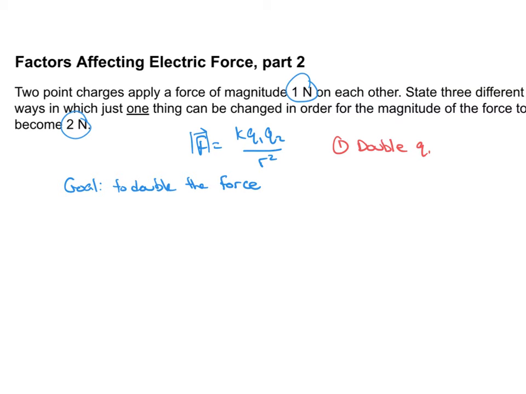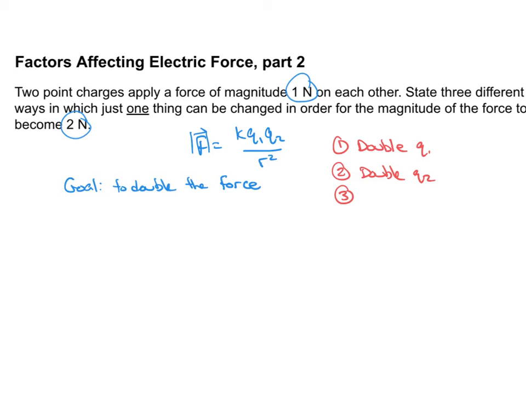Okay, if I double Q1, everything else is the same. That's going to end up doubling my force, and I achieve my goal. Similarly, the second method to do this would be to double Q2. Okay, so if I double Q2, everything else stays the same. My force value just ends up doubling. I achieve my goal.